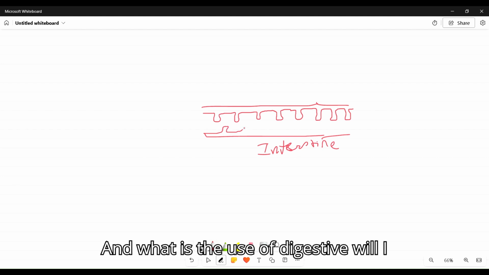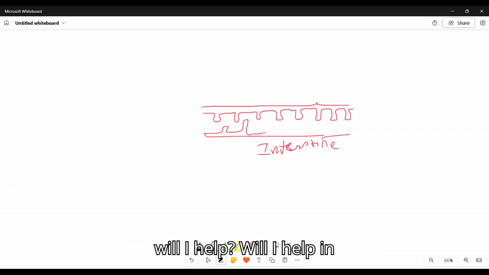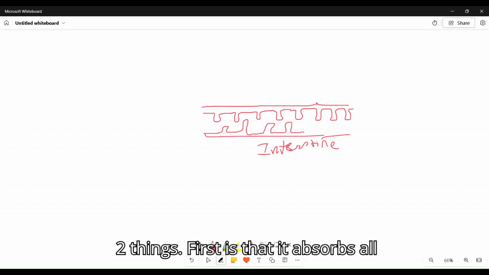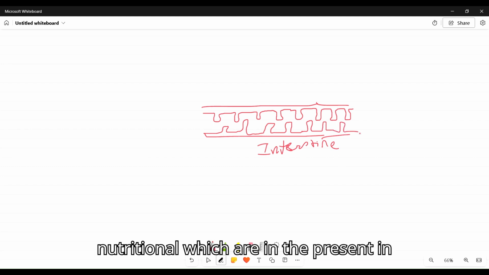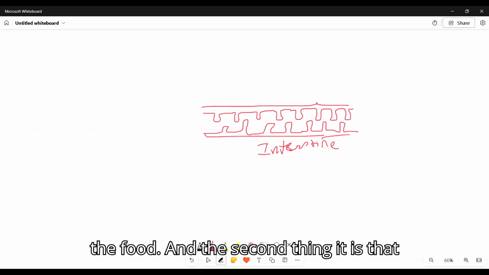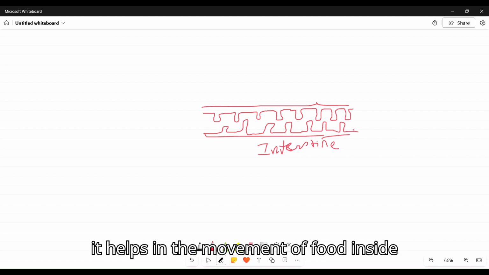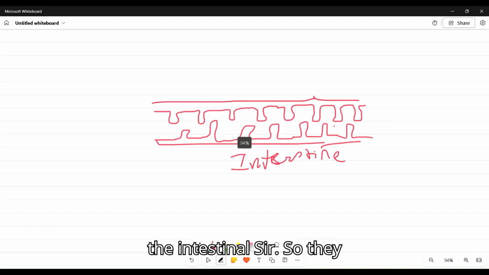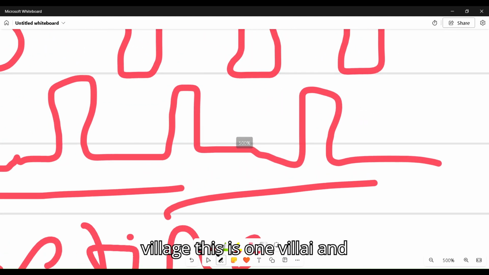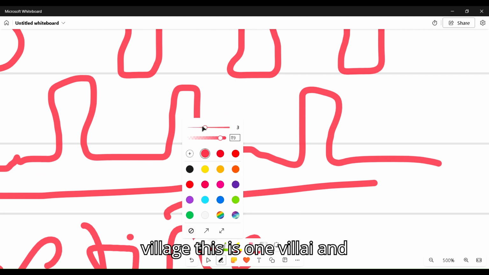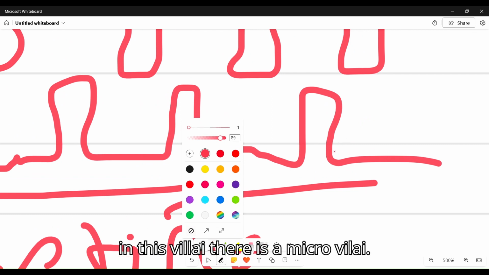And what is the use of digestion? Villi help in two things. First, it absorbs all the rest of the nutrients which are present in the food. And the second thing is that it helps in the movement of food inside the intestine also. There are also microvilli present in these villi. This is one villi, and in this villi there are microvilli.